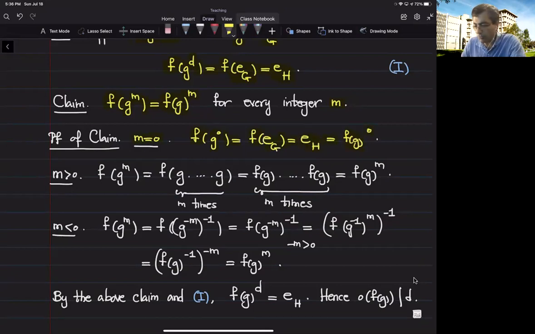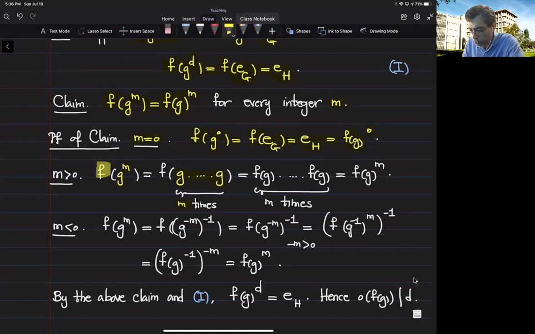So if m is 0, I get the equality that f of g to power 0 is the same as f of g to power 0. Okay, so that's for m equals 0. Now, what happens if m is positive? If m is positive, g raised to power m means that I'm multiplying g m times by itself. So it is g times g times g, m times.